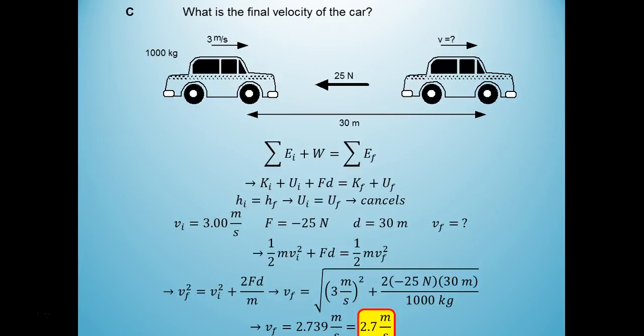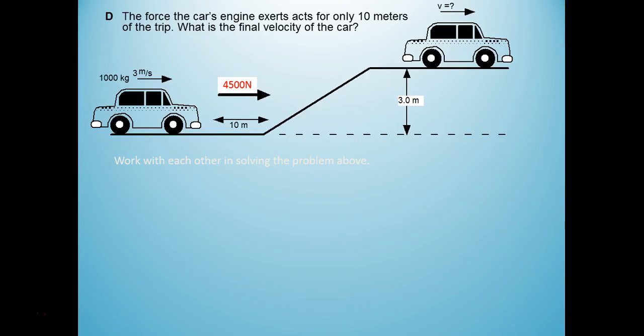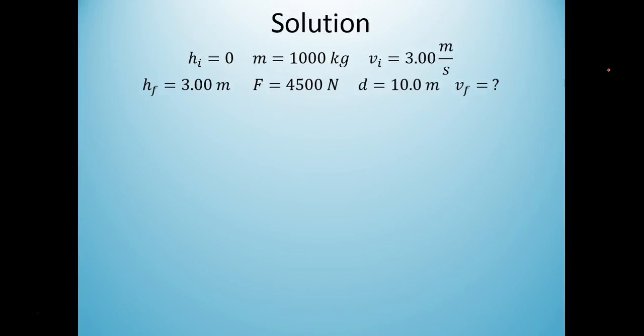So now let's take a look at another type of problem. Let's say we have a force of 4,500 newtons acting over a distance of 10 meters, and this car also climbs a hill, and we're wondering what speed the car has at the top of the hill. In this case, it acts for 10 meters, so there's our distance. So we write out our givens.